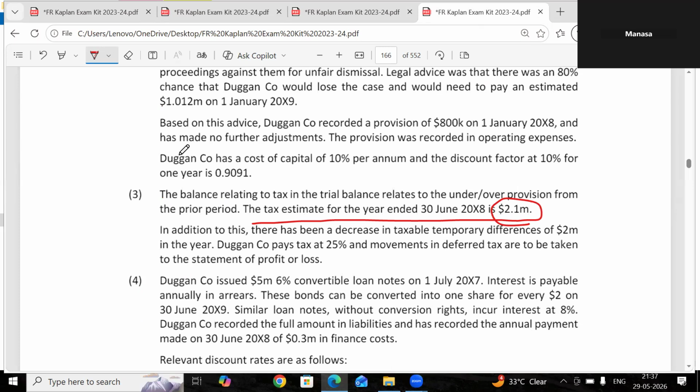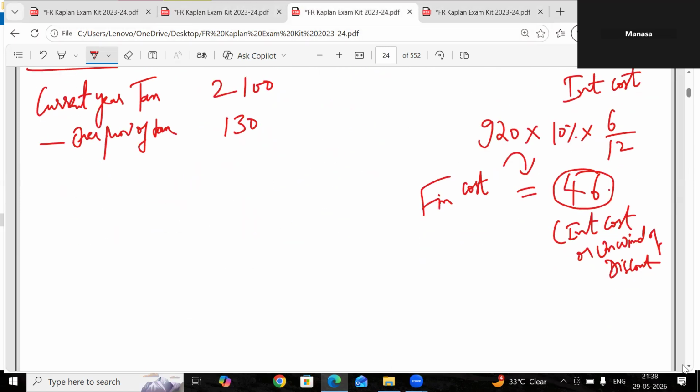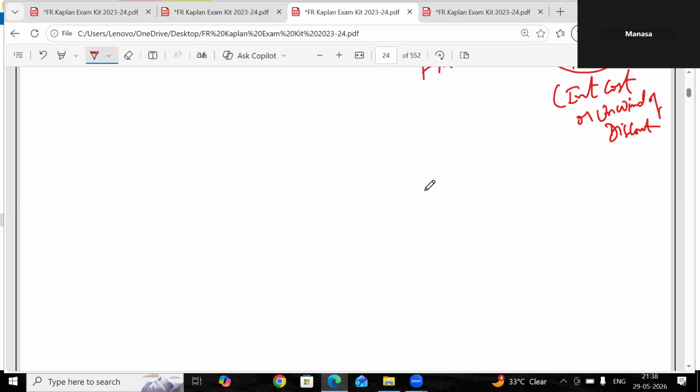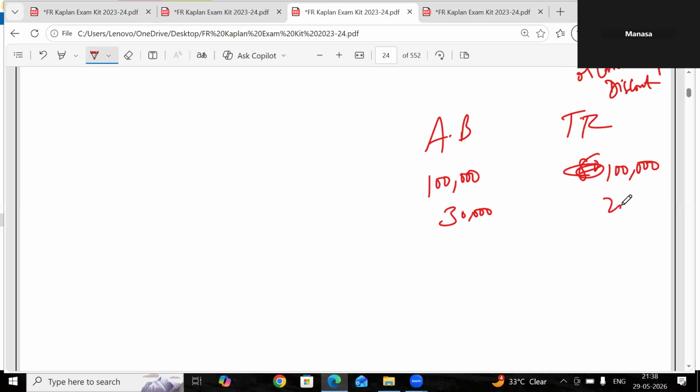Now, in addition to this, there has been a decrease in taxable temporary difference. See how a taxable temporary difference gets created. Everything starts from the different treatments we give in the accounting books and the tax returns. Let's say the carrying amount is 1 lakh and the tax base of the asset is 80,000. Here the depreciation is 30,000. Here the depreciation is 20,000.